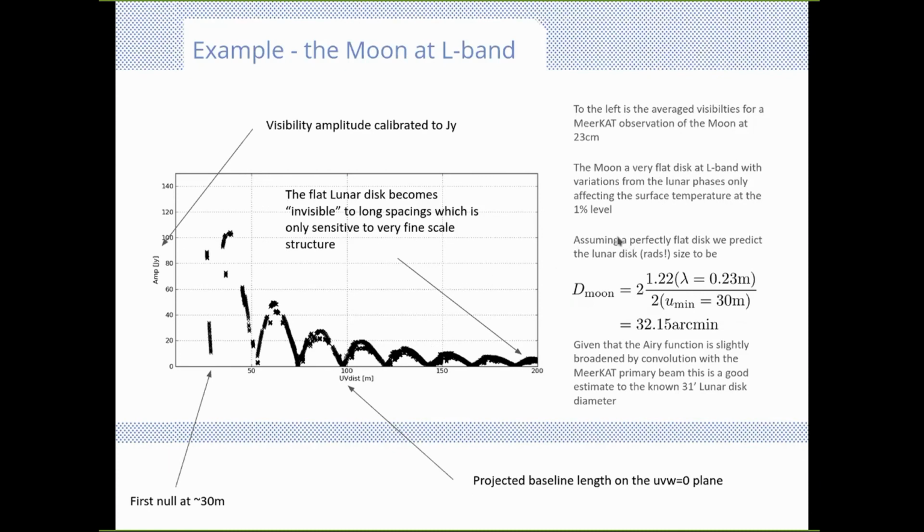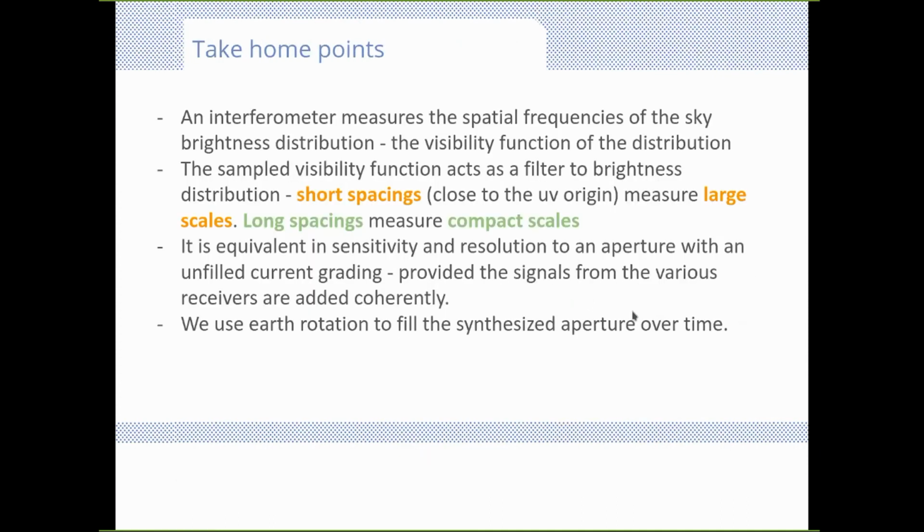All right, and that brings us to the end of our lecture here. I'm going to just summarize some takeaway points, the most important points that you need to know. An interferometer measures the spatial frequencies of the sky brightness distribution. This is called the visibility function of such a distribution. The sampled visibility function acts as a filter to the brightness distribution. Short spacings, those close to the UV origin, measure the very large scales in the sky. The long spacings further out on this UV space measure the compact scales on the sky.